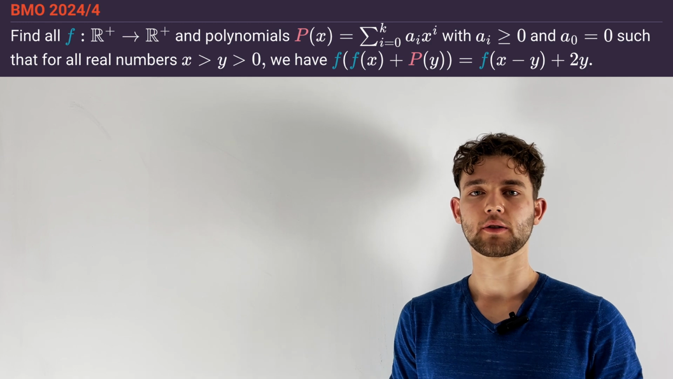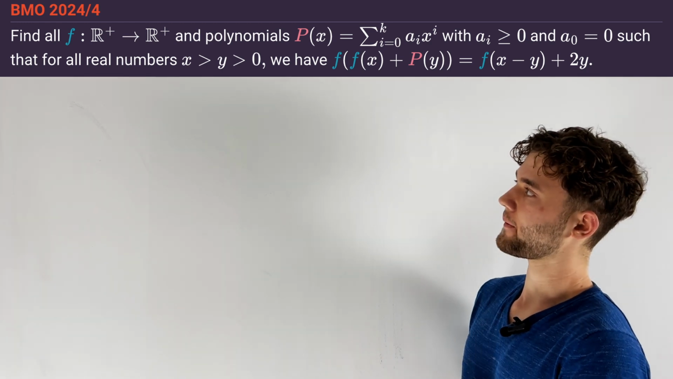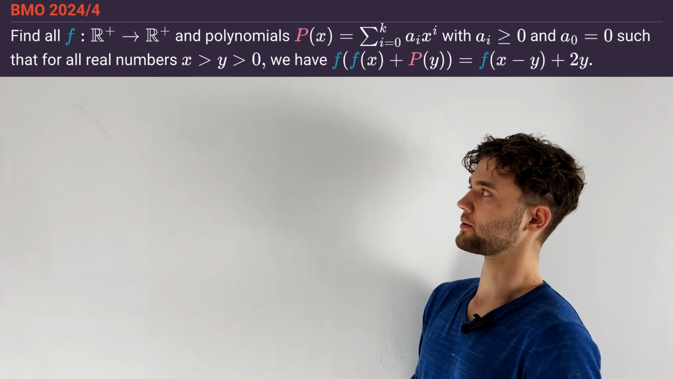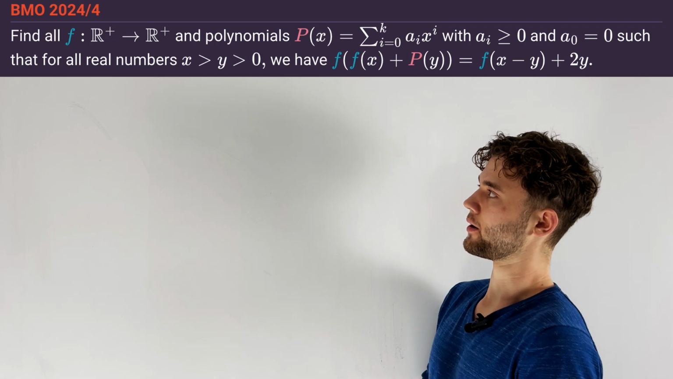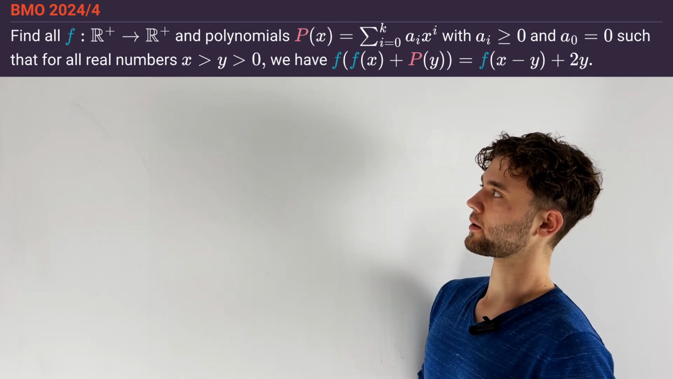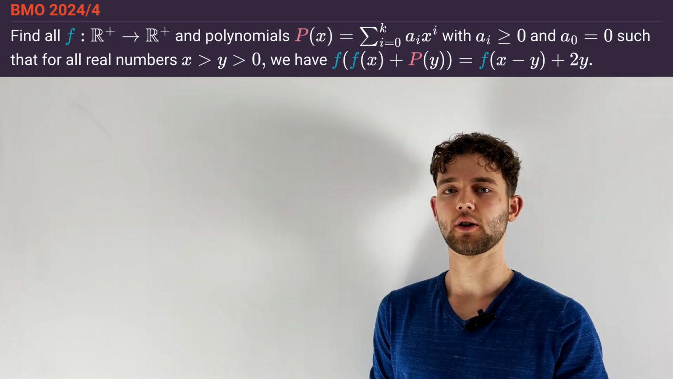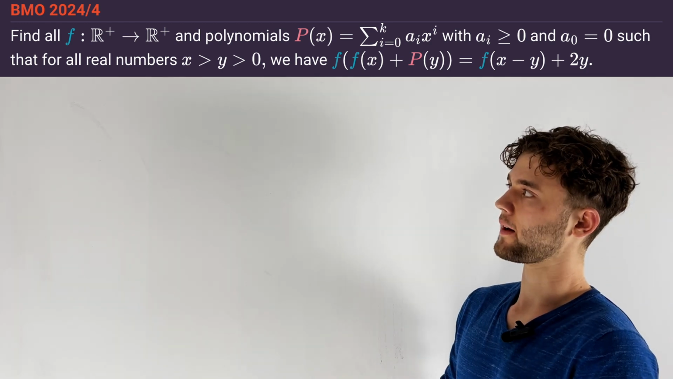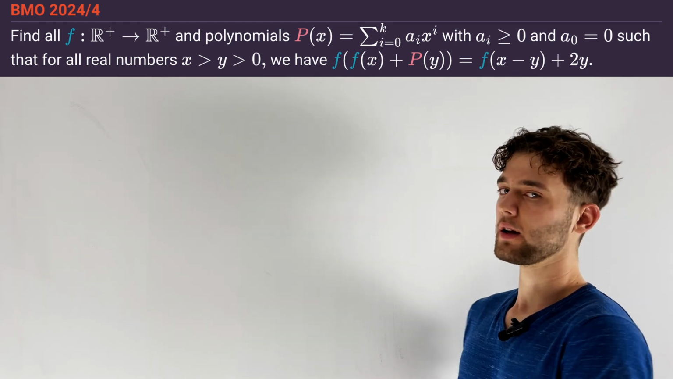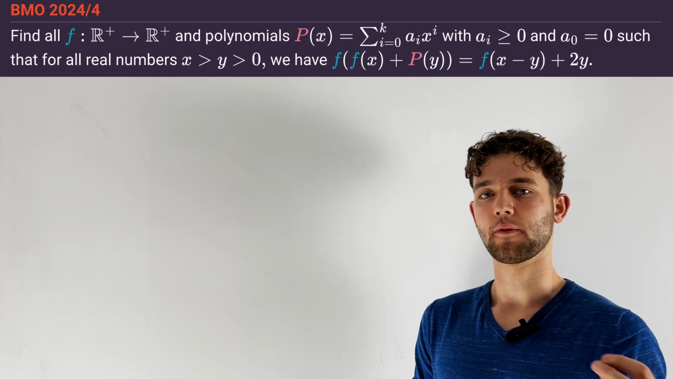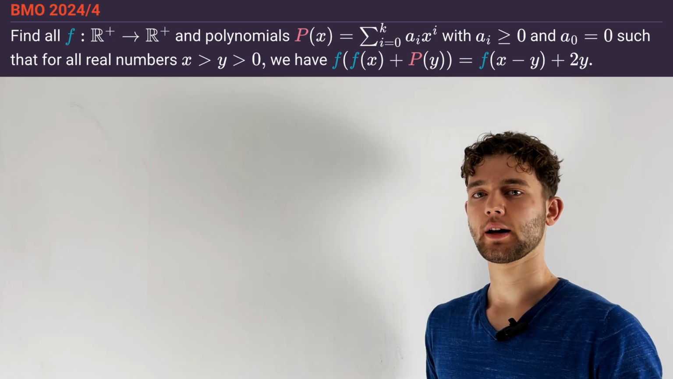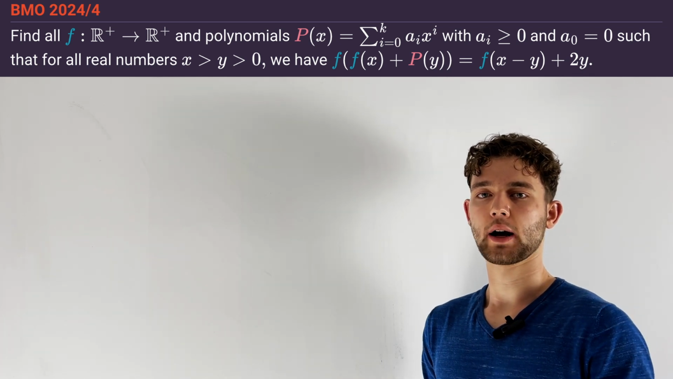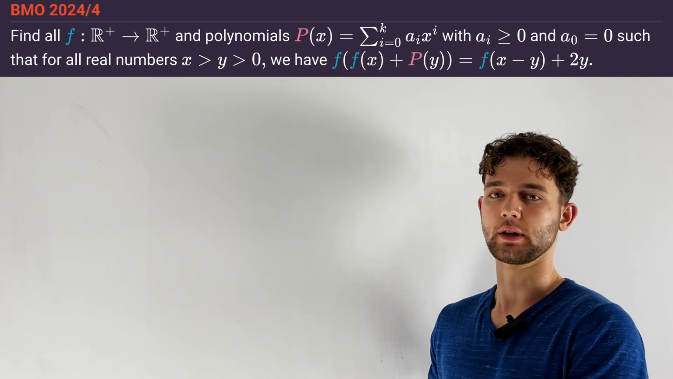We are asked to find all f and p, where f is a function from the positive reals to the positive reals, p a polynomial with non-negative real coefficients and the constant term being equal to 0, such that f of x plus p of y is equal to f of x minus y plus 2y whenever x greater than y greater than 0 are both real numbers.